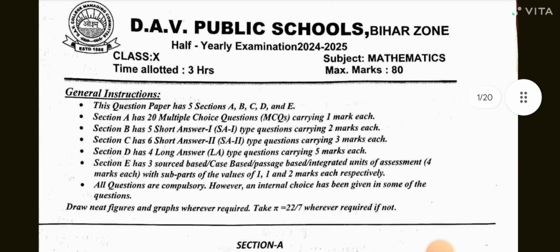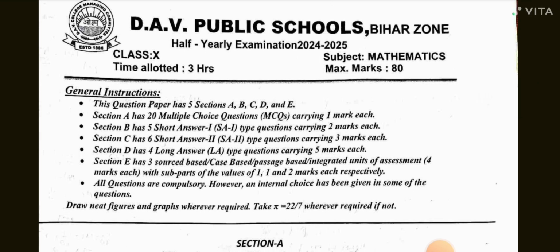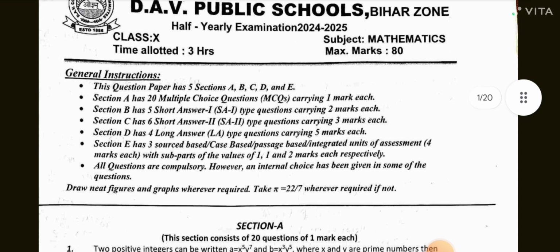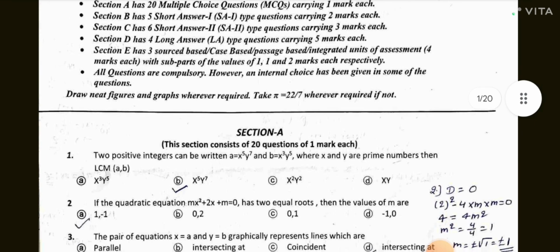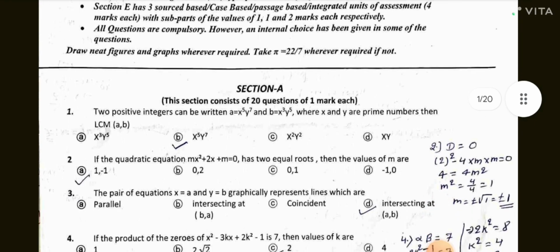Generally, instructions are given. The question paper has 5 sections: A, B, C, D and E. Section A has 20 questions. Section B has a total of 5 short answer questions of 2 marks. Section C has 6 questions. Section D has 4 long type questions, and Section E has 3 case study questions. Now we want to discuss the questions, first the MCQ type questions.